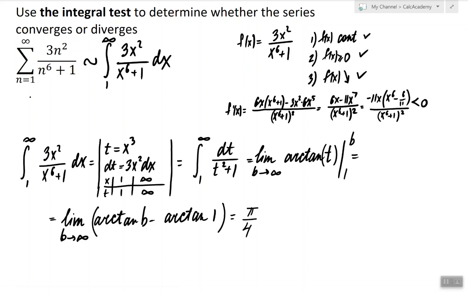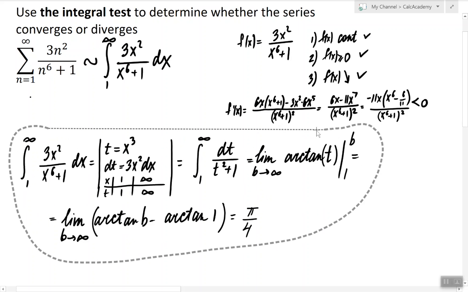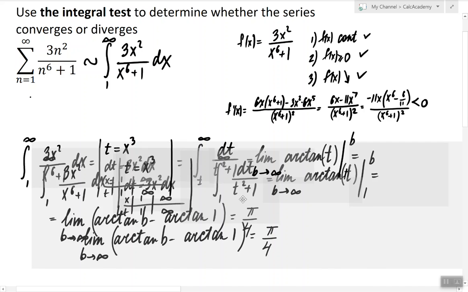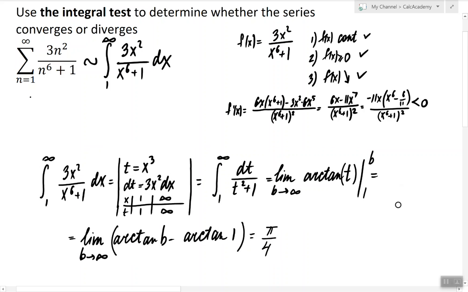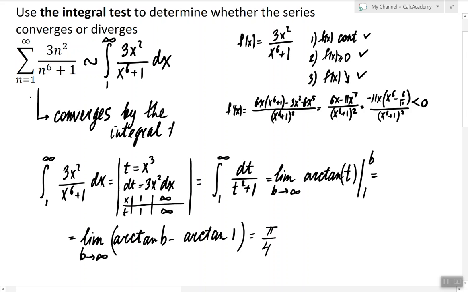Since the corresponding improper integral converges, we also conclude that the given series converges. And the reason why is by the integral test. So this is how we set up and perform the integral test to test a given series for convergence.